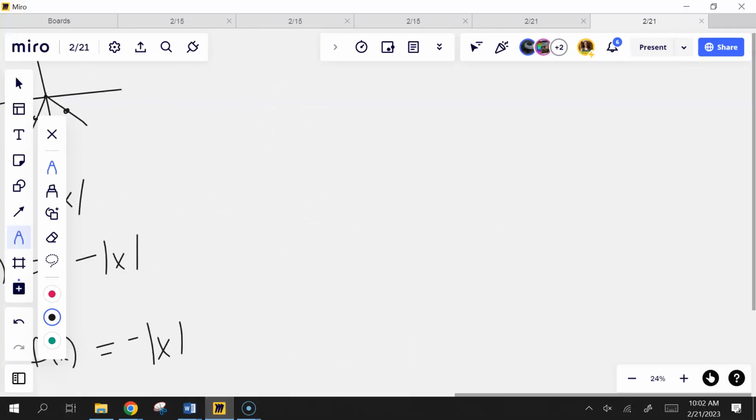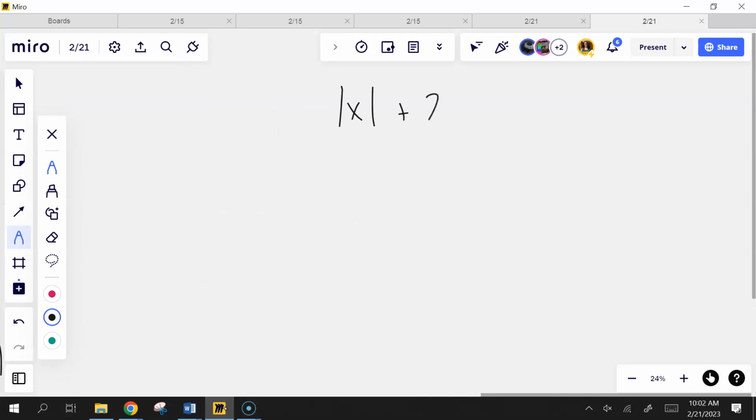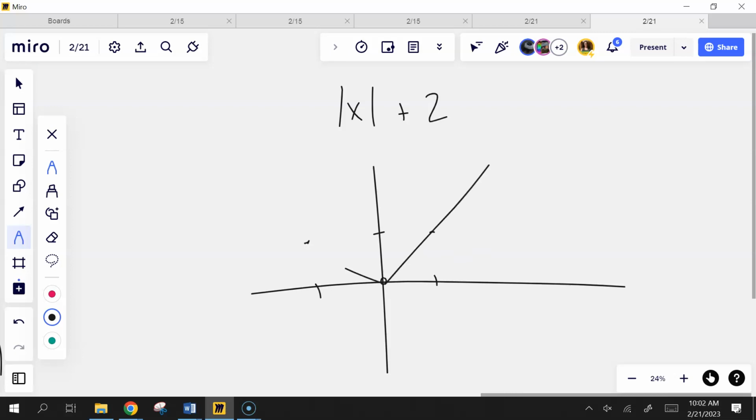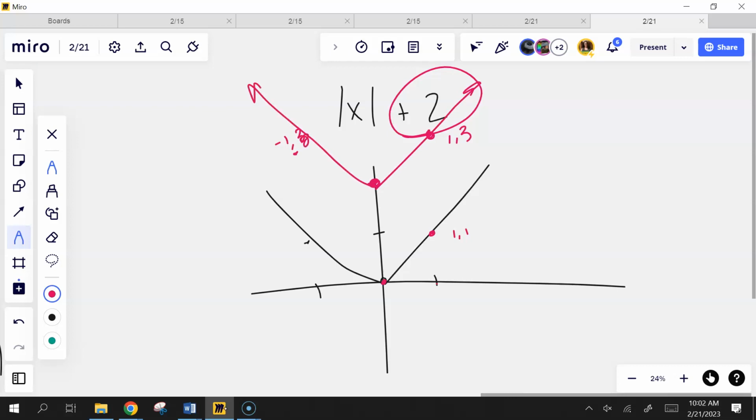So it takes every single point that was on the parent, and let's think about the parent for just a second. Here's the parent, right? It takes every single point on the parent and it shifts it up 2. So this one was 0, 0, now it's 0, 2. This one was 1, 1, and now it's 1, 3. This one was negative 1, 1, and now it's negative 1, 3. So everything gets shifted up. Everything gets shifted up by 2. Does that make sense?